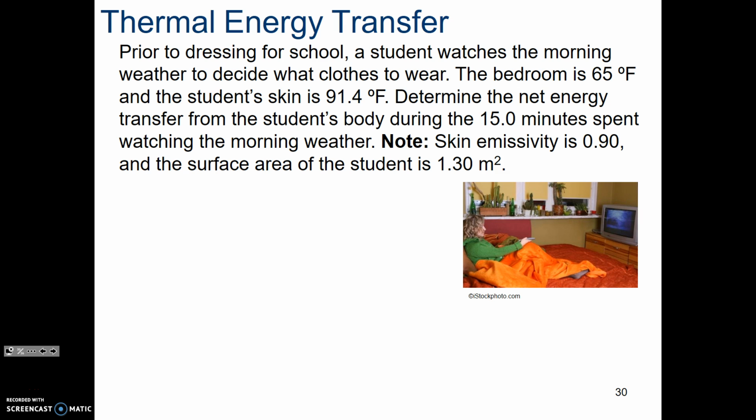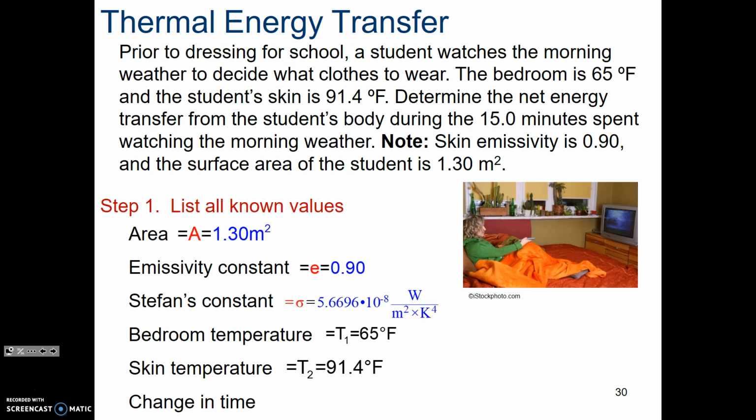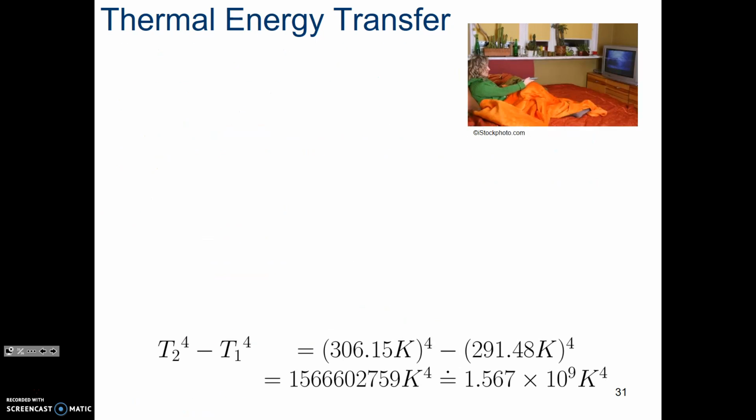So prior to dressing, a student watches the morning weather to decide what clothes to wear. The bedroom is 65 degrees and the student's skin is 91.4 degrees Fahrenheit. Determine the net energy transferred from the student's body during this 15 minutes spent watching the morning weather. So that letter E is 0.9 and the surface area of a student is 1.3. So we add what we know, and I can imagine once you guys would know what's next. Solve the equation.